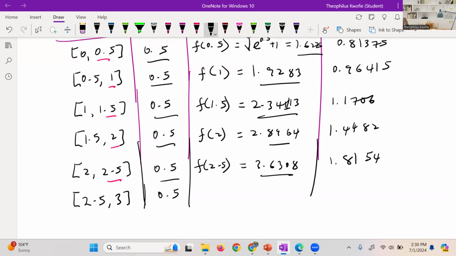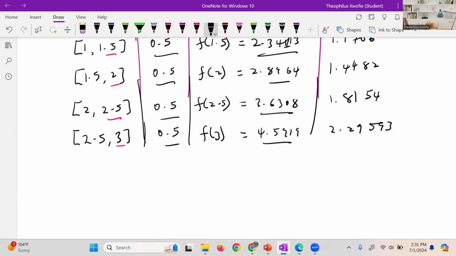The width still remains the same. As usual, we pick the right endpoint, which is 3. Then we plug it into the main function, or into the integrand, and that should give us 4.5919. And then when we dot this, that should give us 2.29593. Okay.